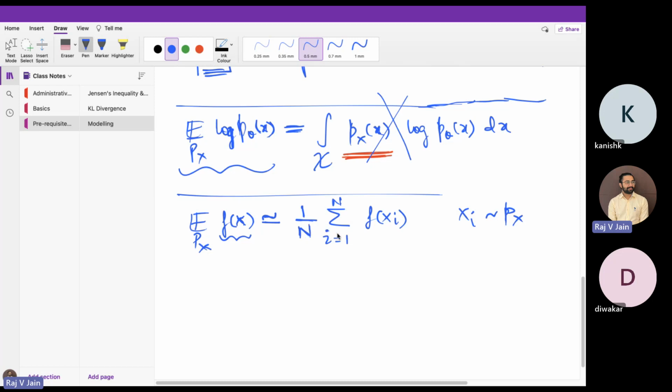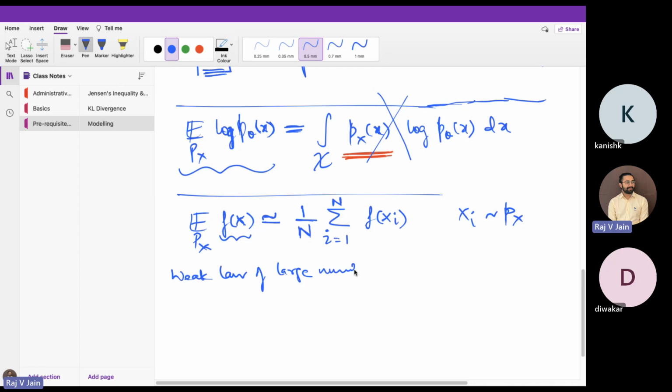do. Any thoughts on what the theorem is? There's some theorem which tells you that this is still not so bad a thing to do. Weak law of large numbers, right? Weak law of large numbers.